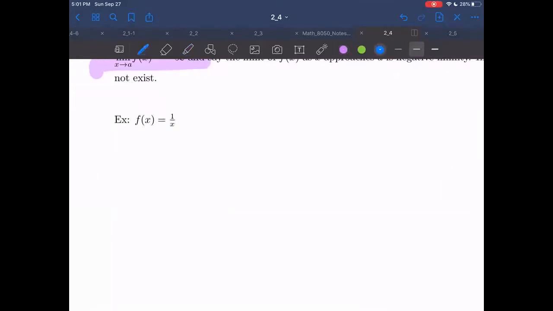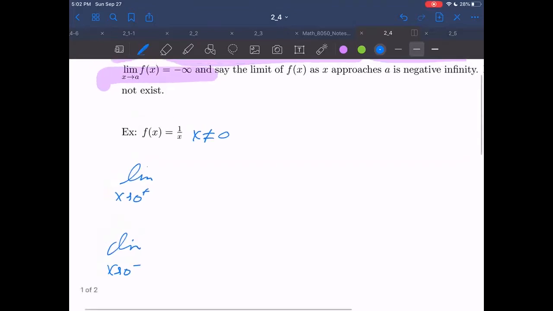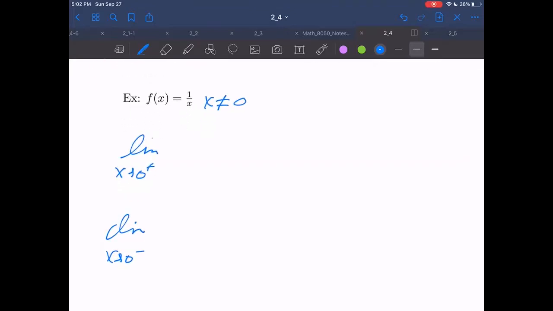If I've got our function here, we know that x can't equal 0. So that's what we look at for our limit: x approaches 0 from the right, and we also want the limit as x approaches 0 from the left. With any rational function like this, you're going to have infinite limits, so you look at when the denominator equals 0 and take your limits around those.